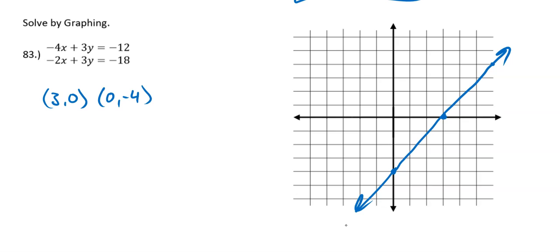And now if I graph the other line, once again, x and y-intercepts are the way to go. If I plug a 0 in for x, the y-intercept is a negative 6. If I plug a 0 in for y, the x-intercept is a positive 9. And so now, once again, if I plot these, this might be a little bit hard to plot because we're kind of off the graph a little bit. So 1, 2, 3, 4, 5, 6, 7, 8, 9 is out here somewhere, and negative 6.